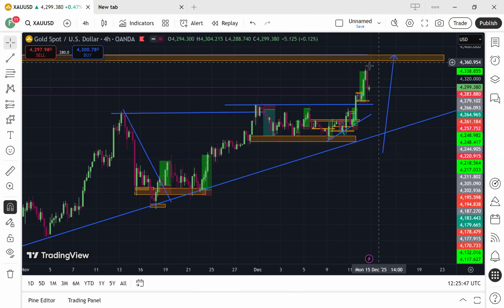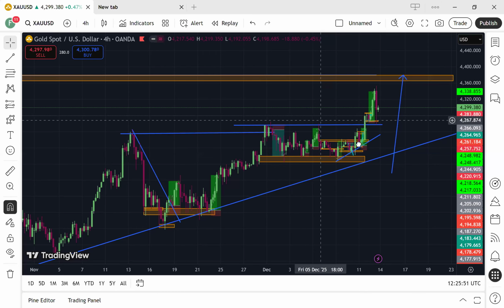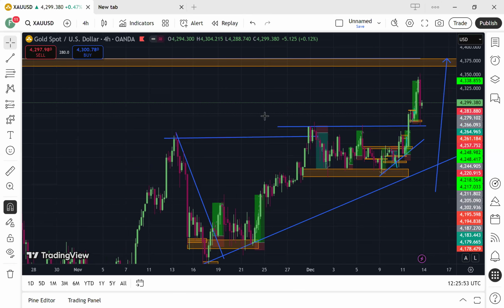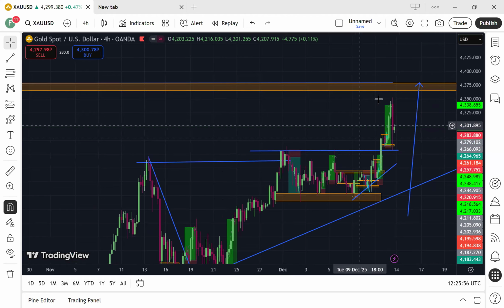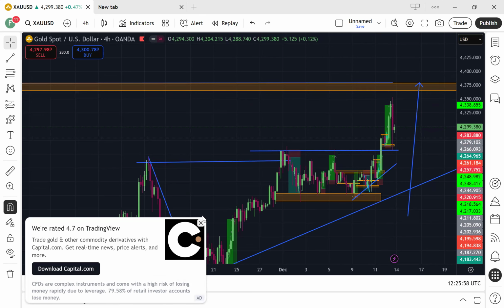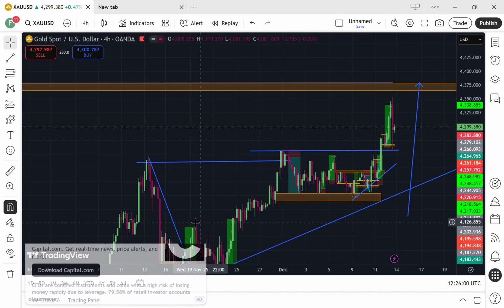But we got here, something happened. We got a pushback, which led to an incomplete pullback. This did not get to this demand zone. We have something called a demand zone. Do you know demand and supply zone?